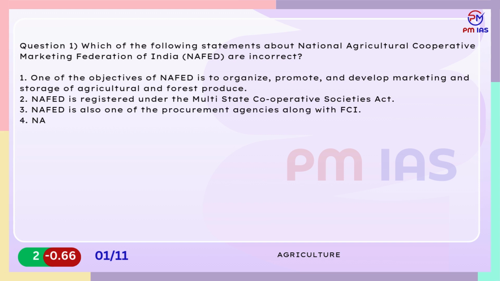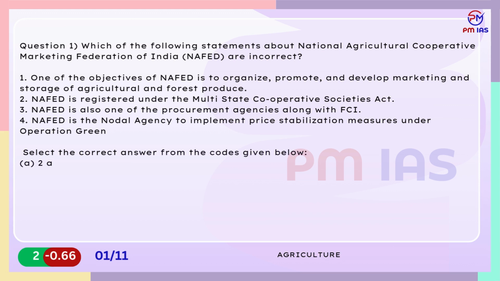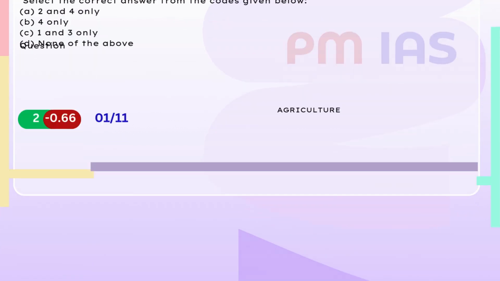4. NAFED is the nodal agency to implement price stabilization measures under Operation Green. Select the correct answer from the codes given below. A. 2 and 4 only. B. 4 only. C. 1 and 3 only. D. None of the above.